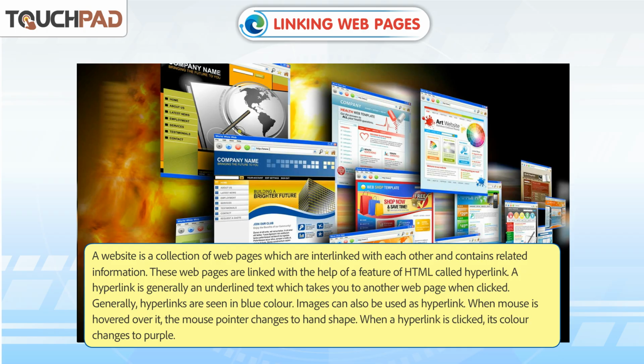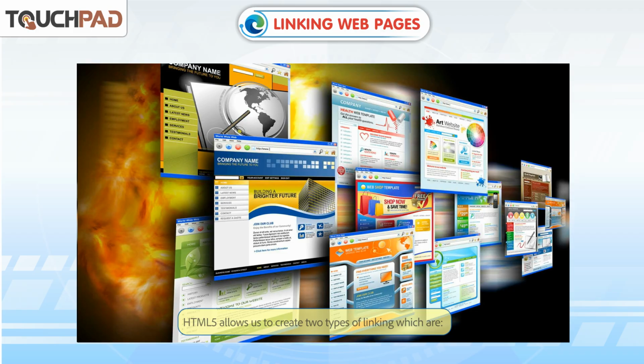Images can also be used as hyperlinks. When the mouse is hovered over it, the mouse pointer changes to hand shape. When a hyperlink is clicked, its color changes to purple.